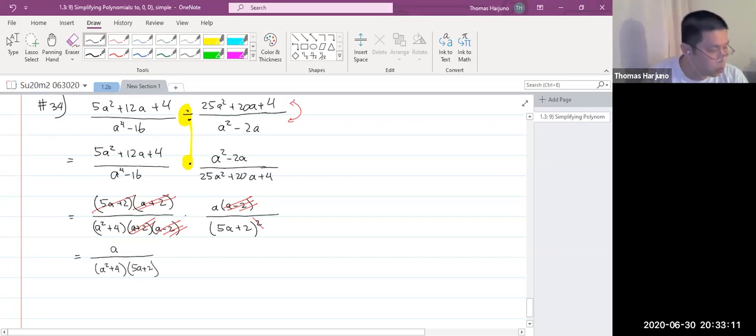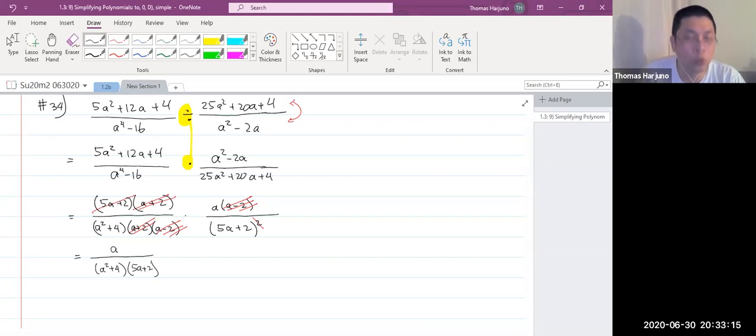Okay, so from this one example, I actually teach you two things at once: how to multiply and divide rational expressions. To divide rational expressions, you convert that to multiplication by the reciprocal first. And then to proceed from there, you factor and cancel whenever possible. Okay, that's for number 34.